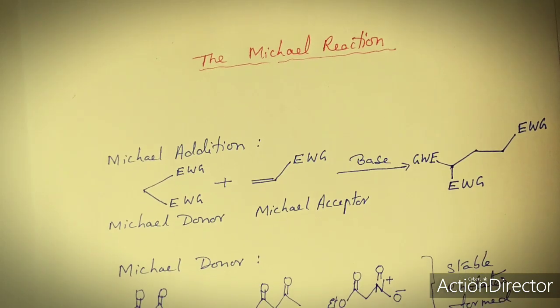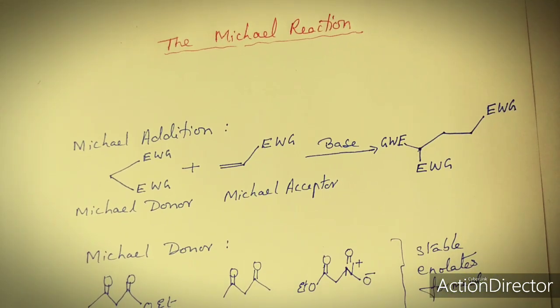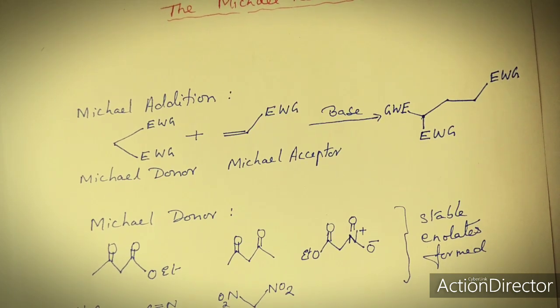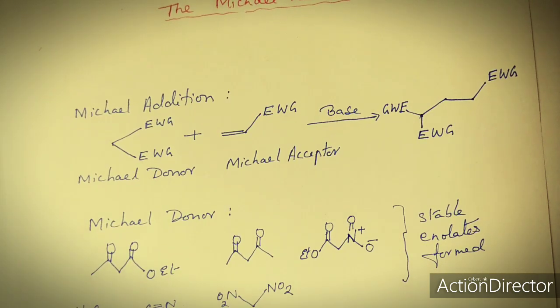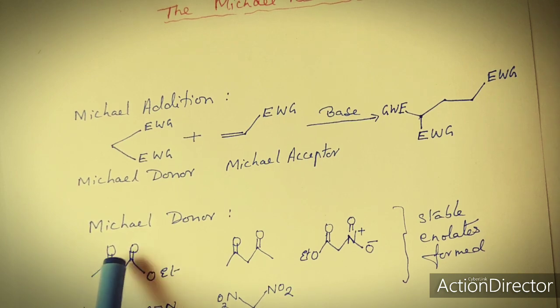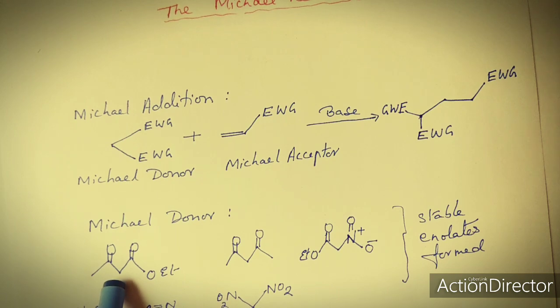Let's see what can be the Michael donors. I have written a few Michael donors over here. Michael donors means they will be able to produce a carbanion which is well stabilized, in other words, stable enolates, because that's necessary. So this is a 1,3-dicarbonyl. In between, this methylene group has two electron withdrawing groups. That is why it is called active methylene.